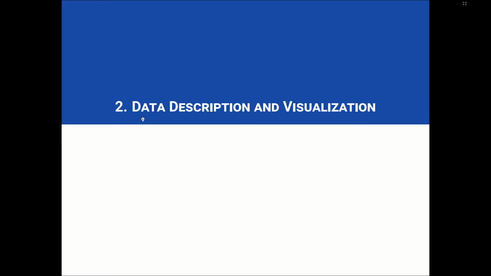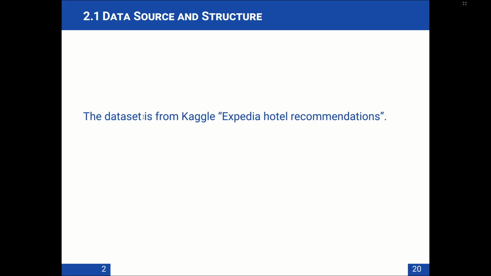Hi, I'm Changming. I will introduce the second part of our group presentation. Let's go through the data description and visualization part. Firstly, I will show you the data source and structure. The dataset was obtained from the Kaggle competition, Expedia hotel recommendation. These data are randomly selected from the Expedia database.